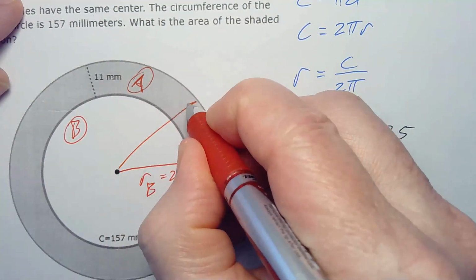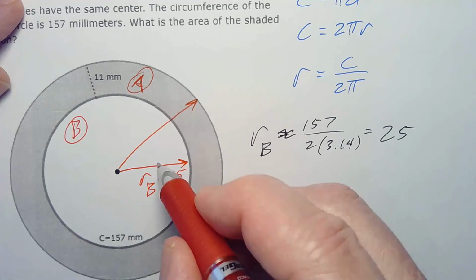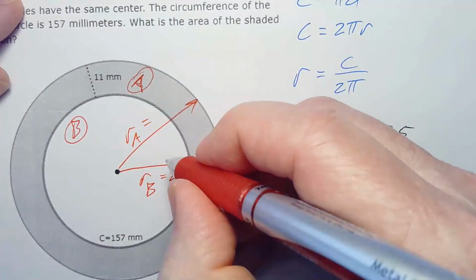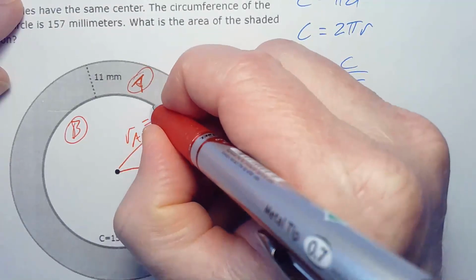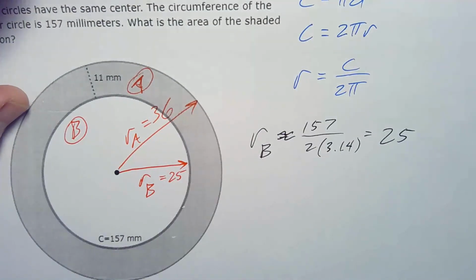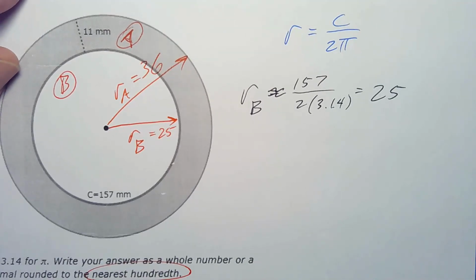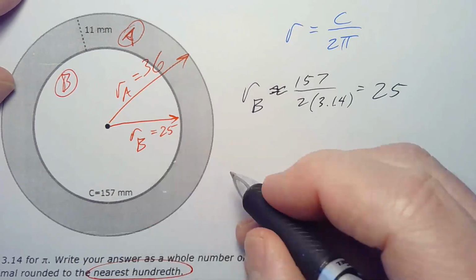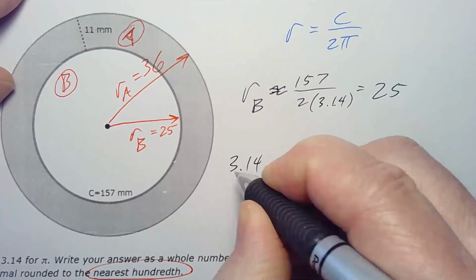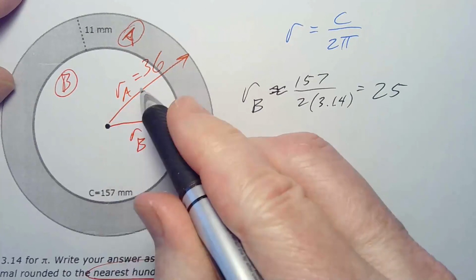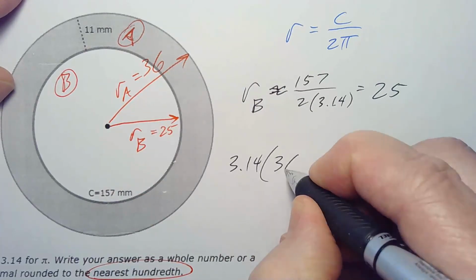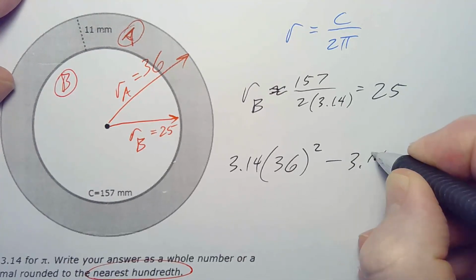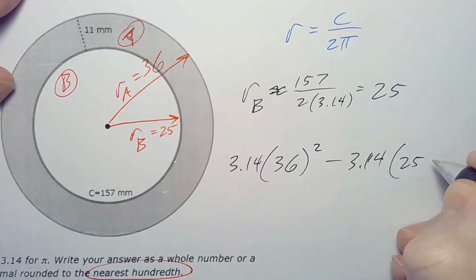My bigger radius up here is 25 plus this 11. So this one, R sub A, is equal to 25 plus 11. So that's just 36, right? Okay, and then we're going to do the same thing we did previously. So we're going to do pi r squared minus pi r squared. So I'm going to have 3.14. So right now this is the outer circle here. 36 squared minus 3.14 times 25 squared.